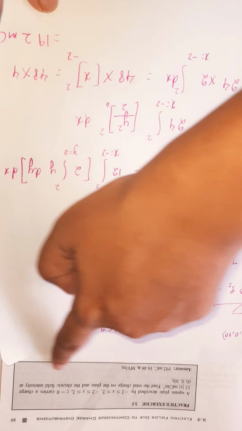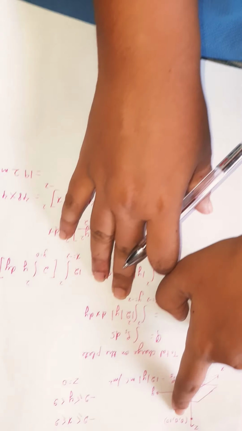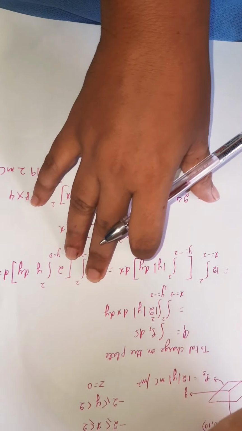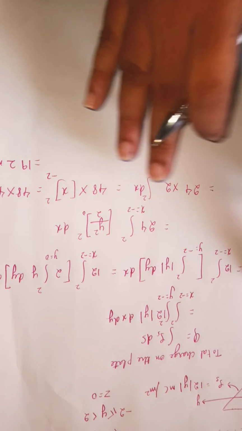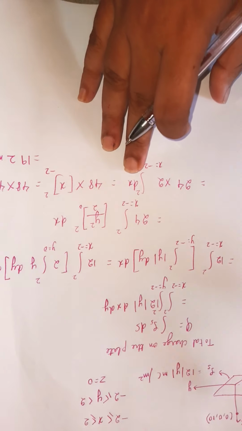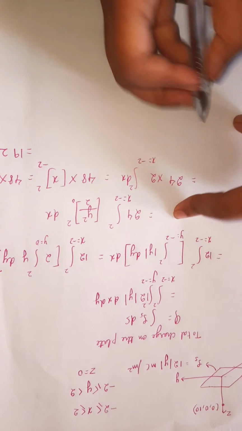But the next question says you have to find the electric field intensity at this point, that is (0, 0, 10). So how are we going to find the electric field intensity at this point, (0, 0, 10)?